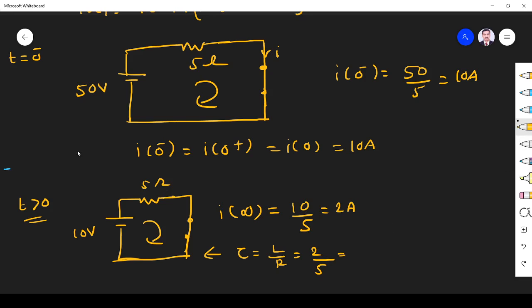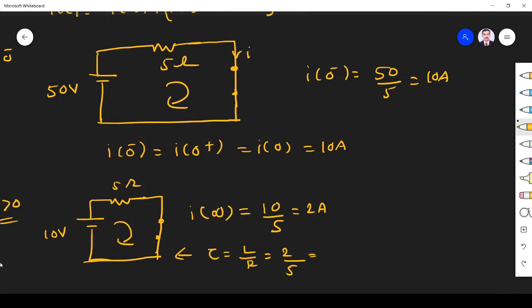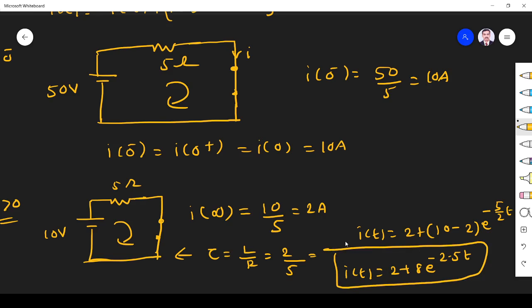Now I of t is nothing but, what is the formula? I of t, the current through the inductor, is given by I infinity, which is 2 ampere, plus I0 minus I infinity into e power minus t by tau. T by tau means it is 5 by 2t. So I of t is equal to 2 plus 8 minus 8 into e power minus 2.5t. This is the current through the circuit.